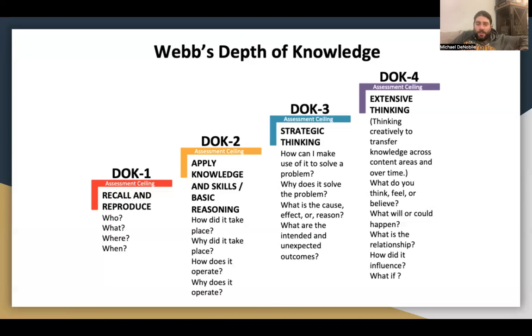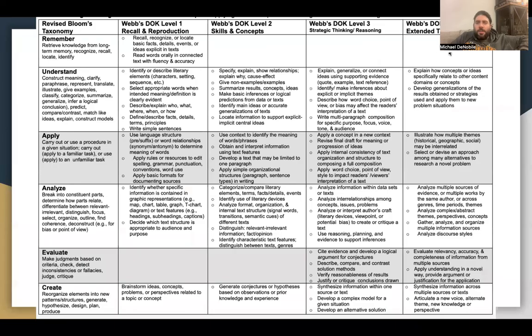Now, typically think of DOK4 also as long-term thinking. So anything that's a long-term project is going to be at a DOK4, because you're asking them to perform different tasks and to synthesize what they're doing in those tasks. And I'm going to say more about Bloom's and DOK later on in the presentation.